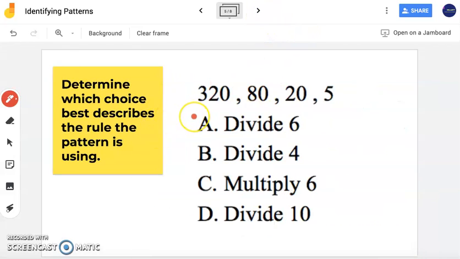In this problem here, we have 320, 80, 20, and then 5. Your goal is to determine the rule. I notice again this is decreasing. So right away multiplication is out of the picture. Division is my only option.